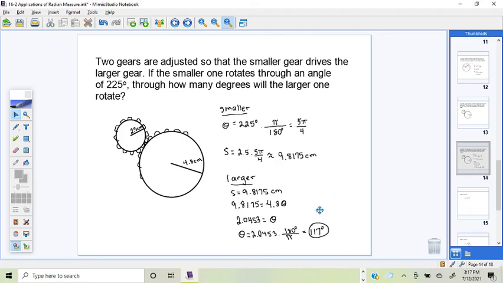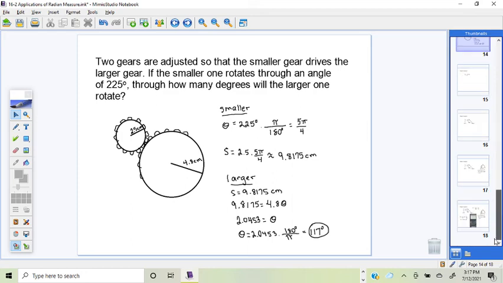But we can see there that even though the smaller one turned through 225 degrees, the bigger one only turned through 117 degrees. It didn't turn as far. And that's what happens, and the math behind what happens in gears that you may have observed physically in some of your dealings with life.